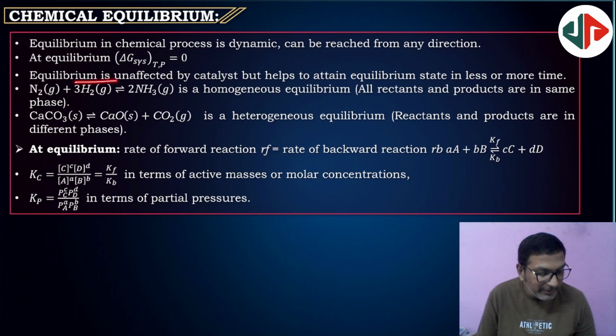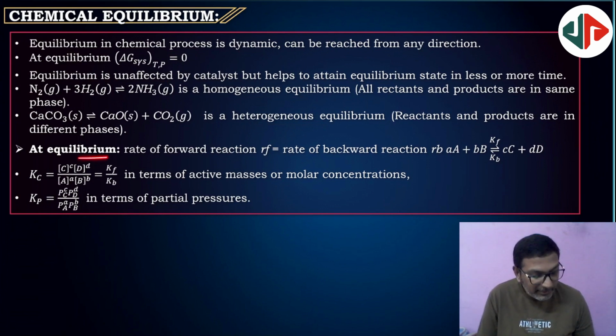Next, equilibrium is unaffected by a catalyst. A catalyst increases the rate of both forward and backward reactions with equal rate. Therefore, a catalyst has no effect on equilibrium. But what is the purpose of a catalyst? It helps to bring the equilibrium quickly. Next, what is homogeneous equilibrium? Reactants and products are in the same physical state. Heterogeneous equilibrium: reactants and products are in different physical states.